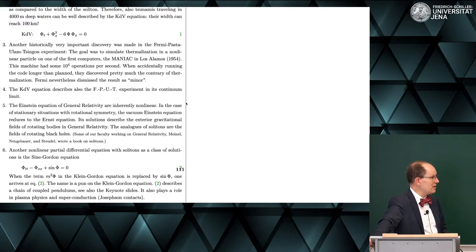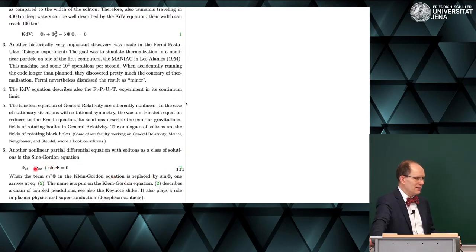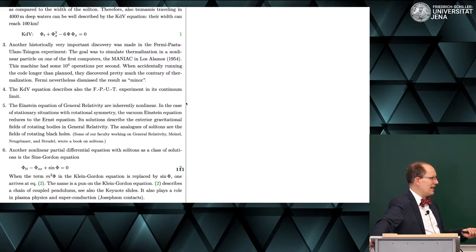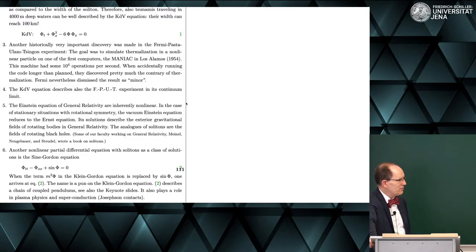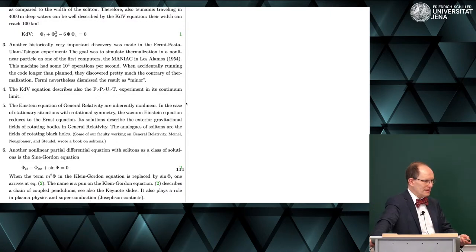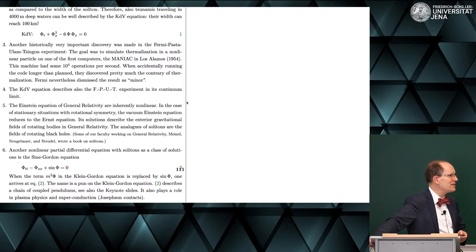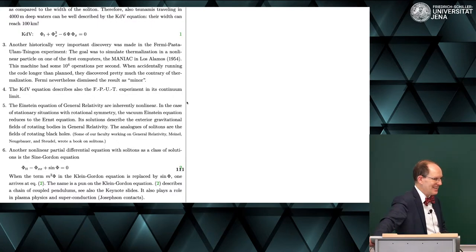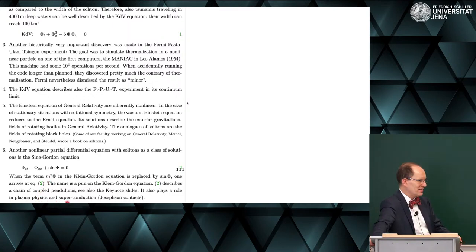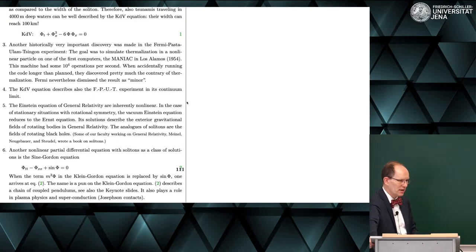Next, the next nonlinear equation, this is actually called the Sine-Gordon equation. The name is actually a pun on the Klein-Gordon equation, which, as you probably know, is also an equation relevant for relativistic quantum mechanics. And in the Klein-Gordon equation, you would have here m squared phi. Here the m squared is replaced by the sine, and so people call it, as a joke, the Sine-Gordon equation. And it plays a role in plasma physics and in superconduction for Josephson contacts, for example.